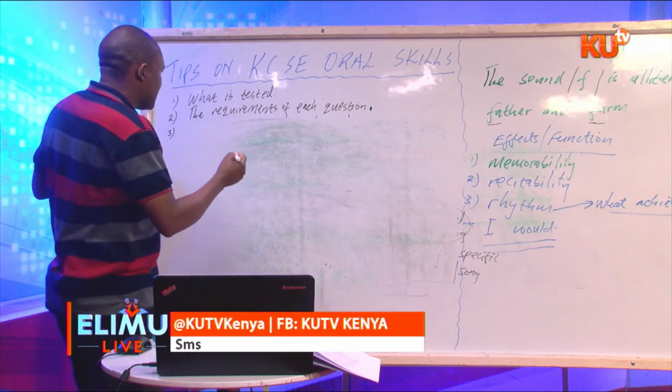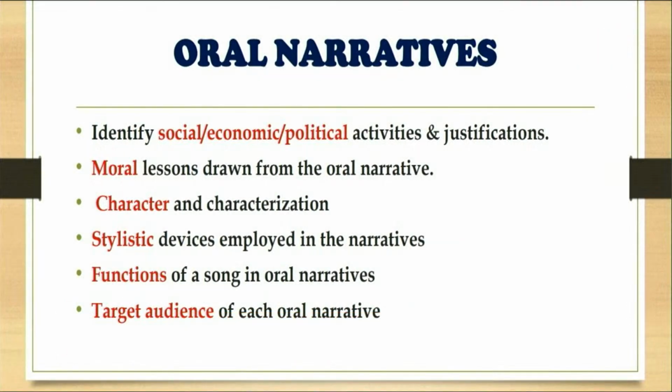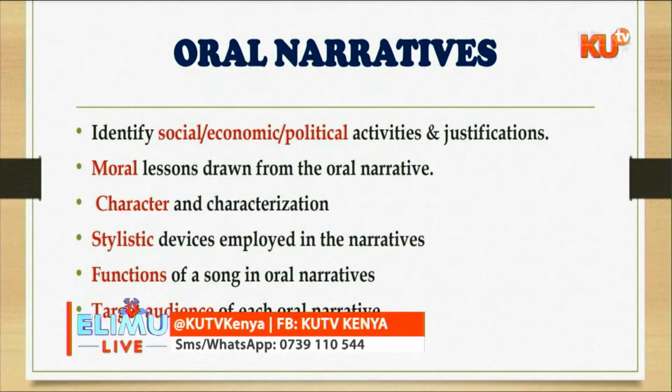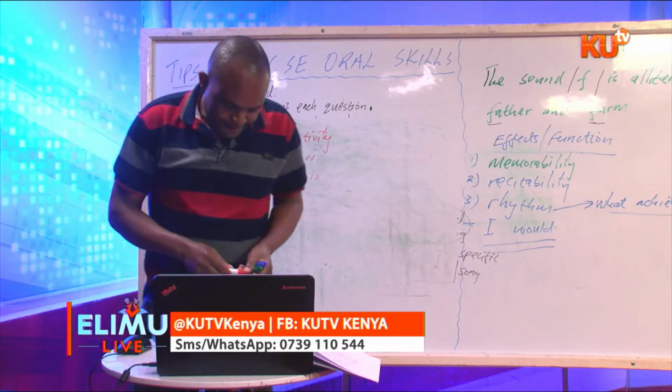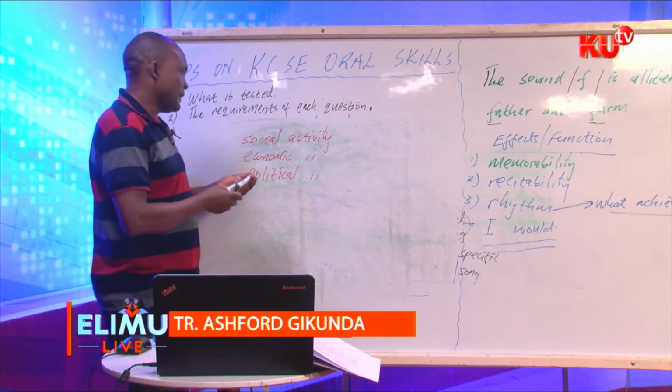Sometimes you are told to identify a social activity of the community in the narrative. The other question that relates to this is identify an economic activity of the people in the narrative. And the last one is identify the political activity of the people in the narrative. Sometimes the examiner is a bit cunning and asks you to identify a socio-economic activity.